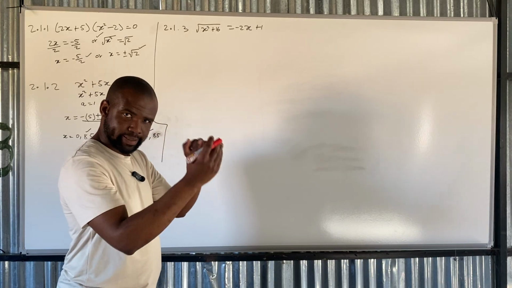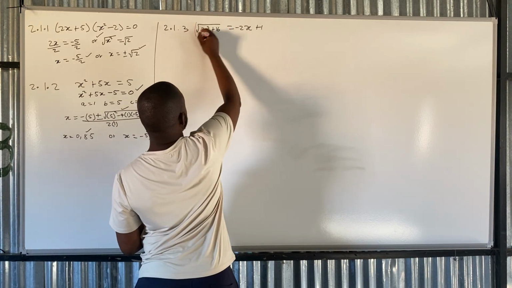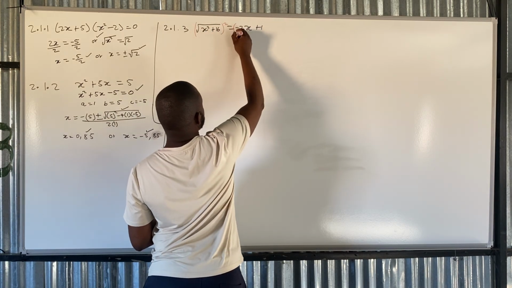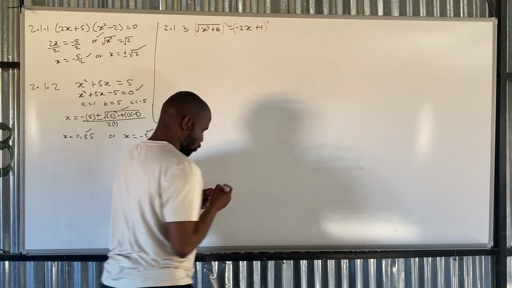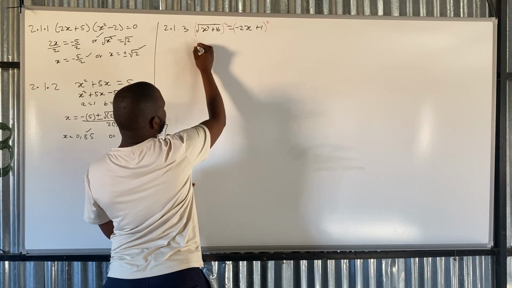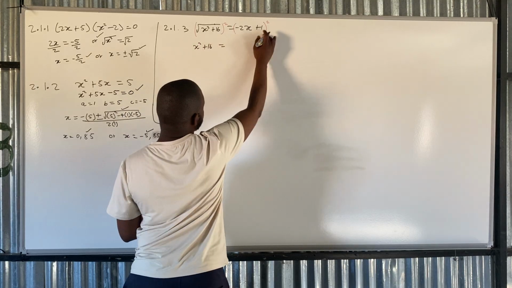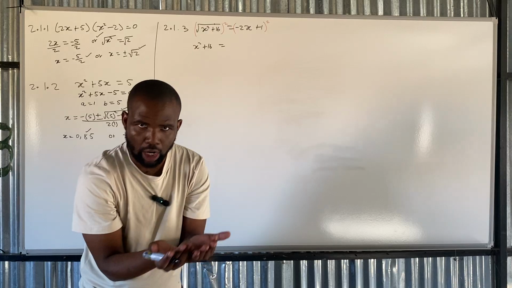Square both sides in order for us to remove what? A square root. Now we square both sides. Then squaring both sides, this square root cancels, and then we're going to have x squared plus 16 is equal to, now basically this tells us we need to open how many brackets?